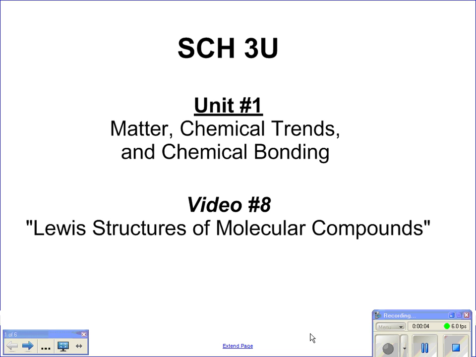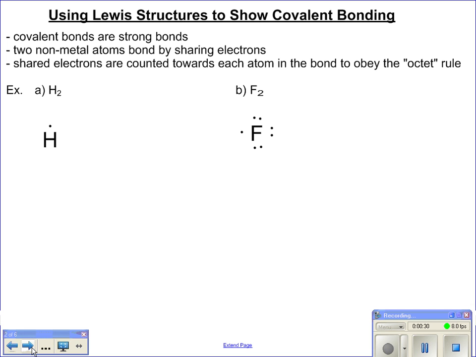Last video, we looked at a different classification of compounds called molecular compounds, and we focused in on how the chemical formulas and names can be derived for these compounds simply by using a prefix methodology of indicating how many of each type of atom are in the compound. In this video, we're going to dive a little deeper into the actual structure of these molecular compounds and what they look like at a bit of an atomic level. We will use Lewis structures to help us with this.